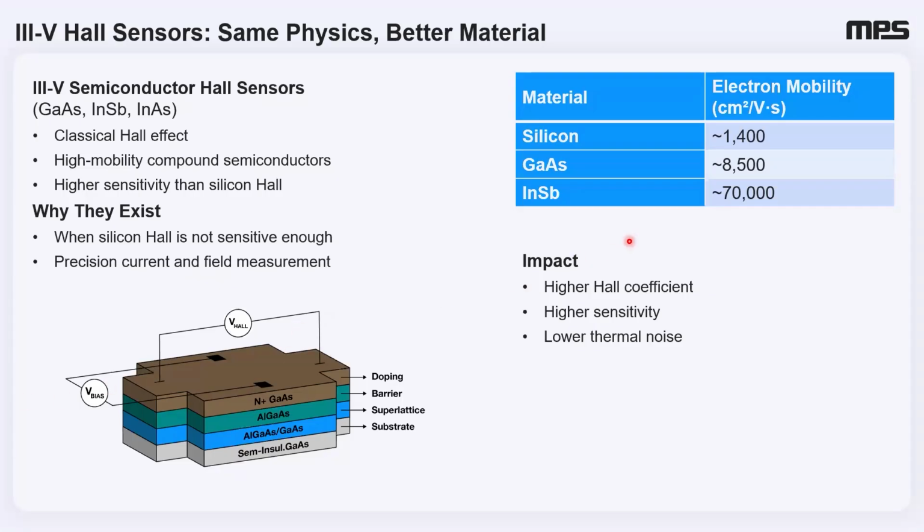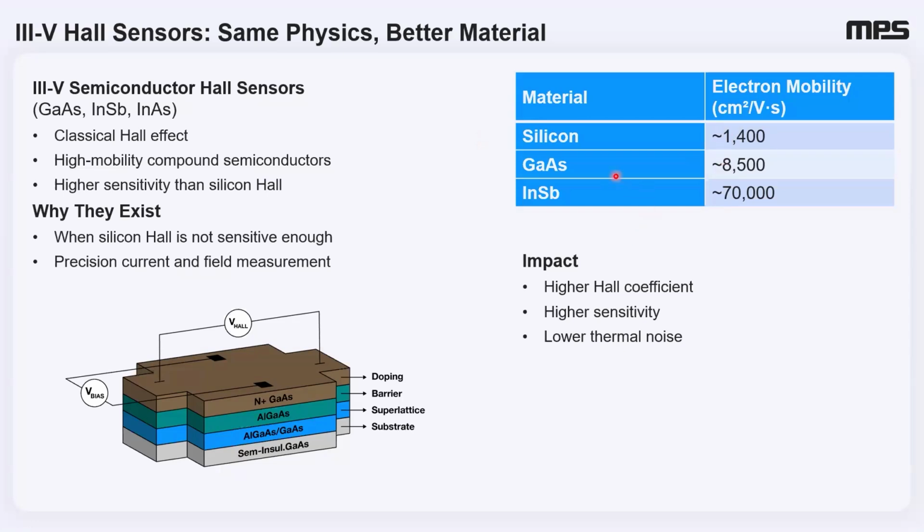So these guys are not a new sensor class by any means. It's the same class, just better raw physics underneath, and you see why. It's all about electron mobility. So silicon has about 1400. The units here, I don't expect anybody other than the physicists in the group to care much about what this actually means in terms of physics. But the higher the electron mobility, the more sensitive the part.